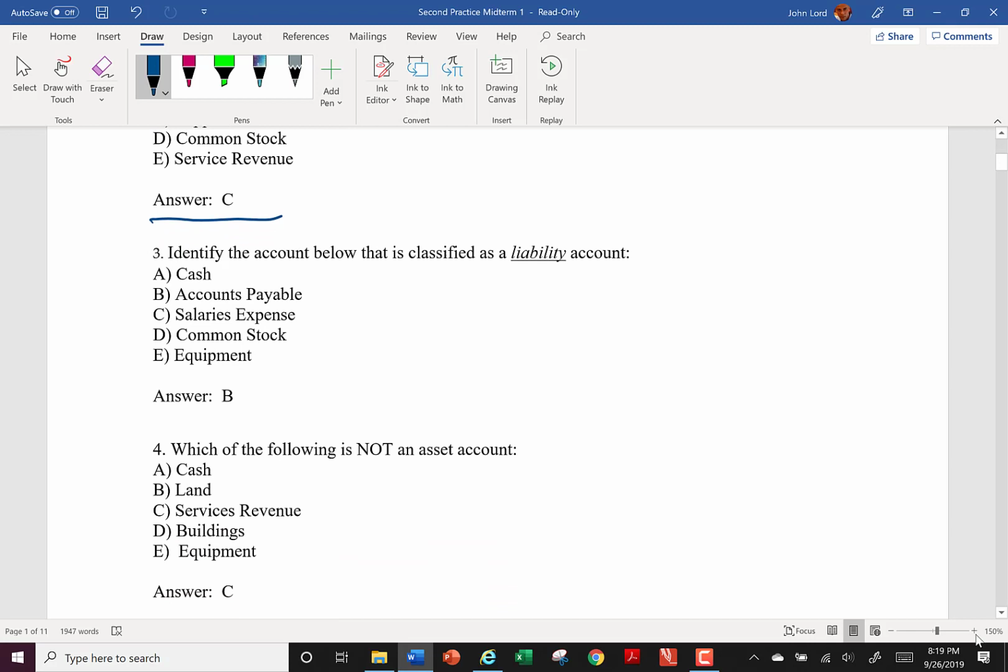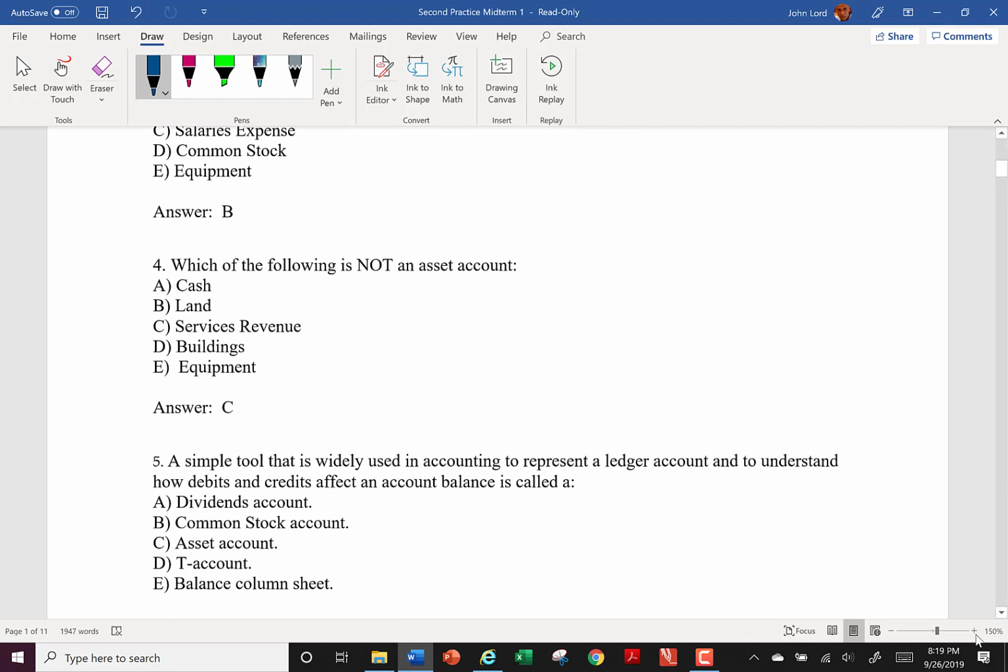Okay. Identify the account below that is classified as a liability. Cash. No, that's an asset. How about accounts payable? Yes. Salary expense is an expense. Common stock is stockholders' equity. Equipment is an asset. Good.